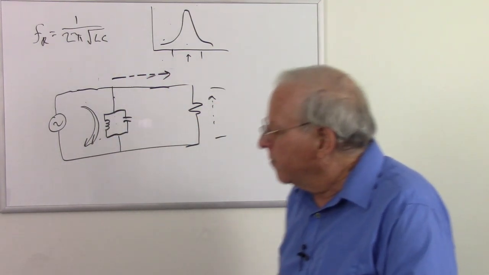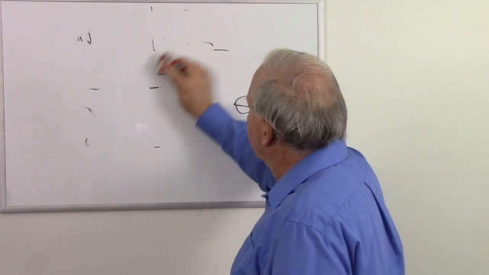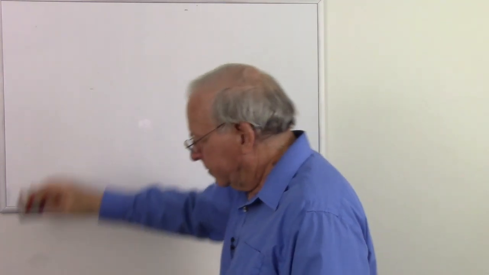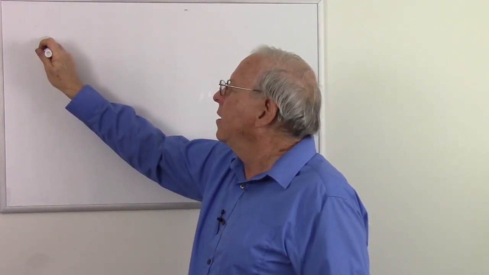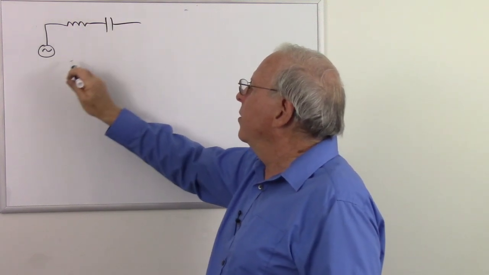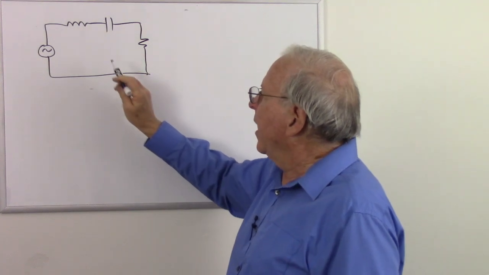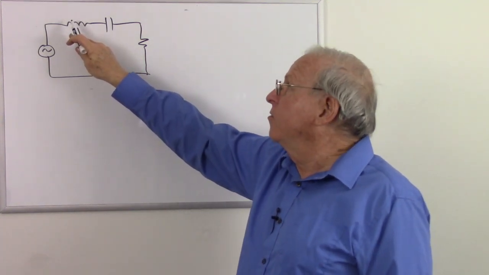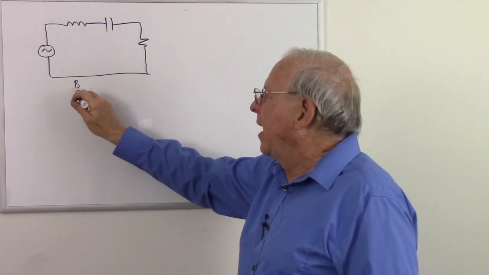So let's take a look at the 4 configurations of our resonant circuits. So here's a series resonant circuit. Let's put our load over here. So what do we have? At the resonant frequency, we get a short circuit here. Therefore, it's a band pass.